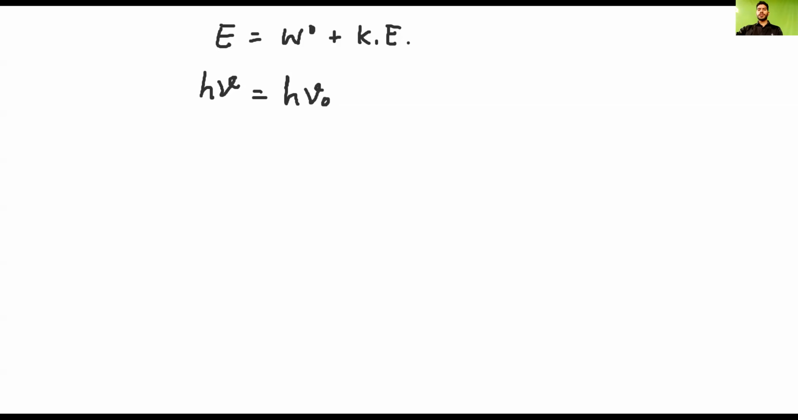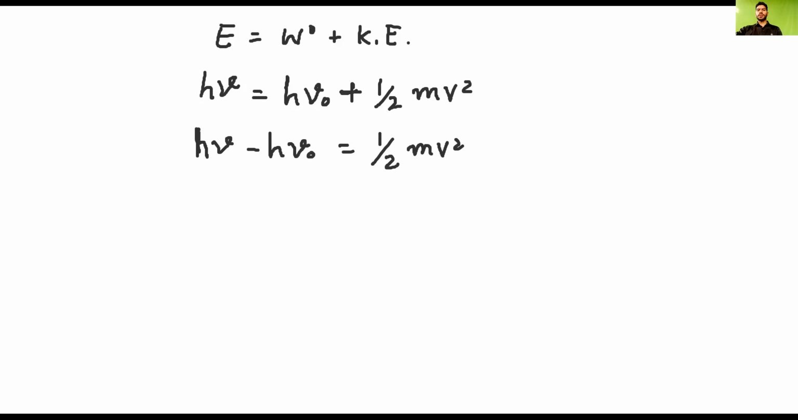So what is this nu naught? I hope you remember. Satish, can you tell me what is this nu naught? It is the threshold frequency, isn't it? And then kinetic energy is equal to 1/2 mv square, correct? Now, I can also rearrange this like this: h nu minus h nu naught is equal to 1/2 mv square. I have just taken h nu naught to the left side, so it becomes minus. Then h, Planck's constant, I will take common. So what will be inside? It will be nu minus nu naught, correct? So h(nu minus nu naught) is equal to 1/2 mv square.